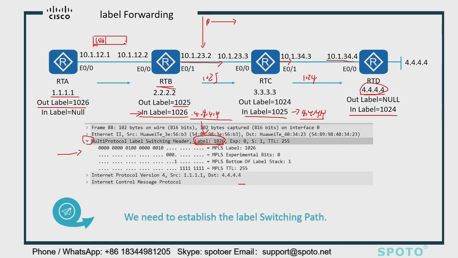Okay, so we can see here for each router with the destination address, we have the in label and the out label. And we can see the difference between different routers: between RTA and RTB the label is 1026, between RTB and RTC it is 1025, and for this one it's 1024. Different processes may have different labels. So next we need to know how the router distributes the label, so how can we configure MPLS?